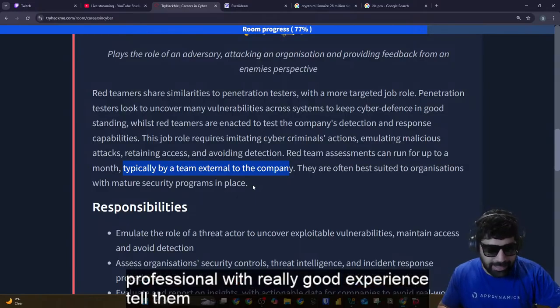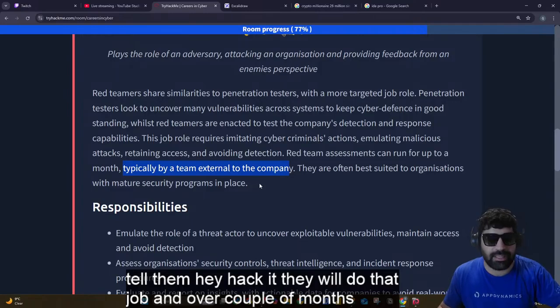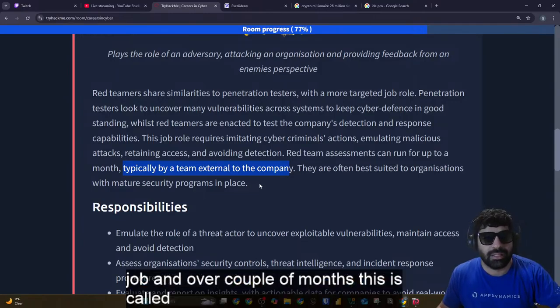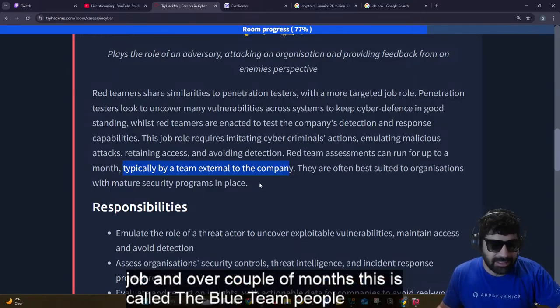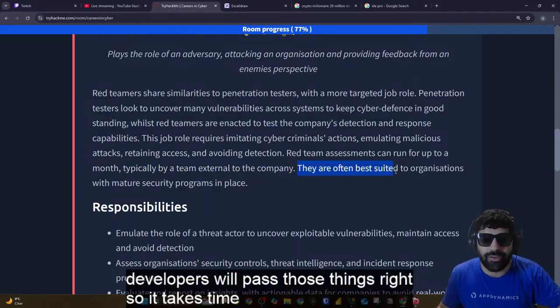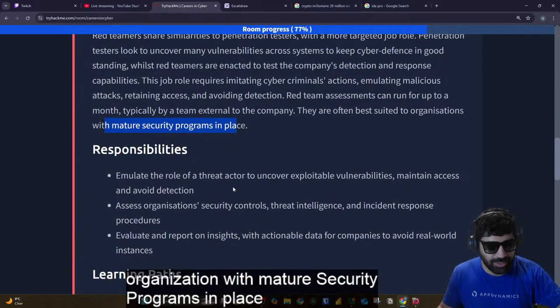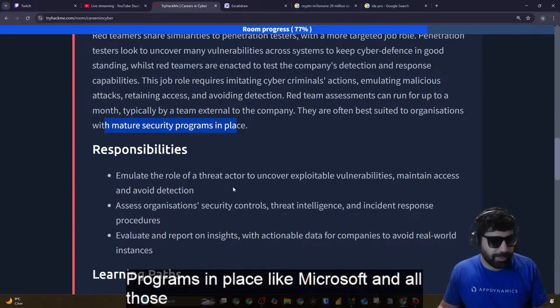Tell them, hey, hack it. They will do that job, and over a couple of months, the blue team people will patch it, developers will patch those things, right? So it takes time. They are often best suited to organizations with mature security programs in place, like Microsoft and all those. Those people can afford it.